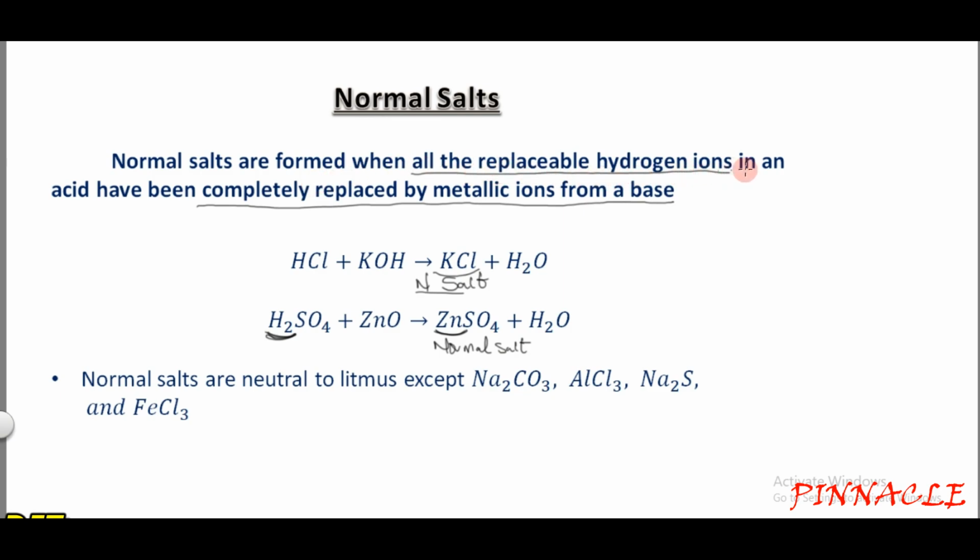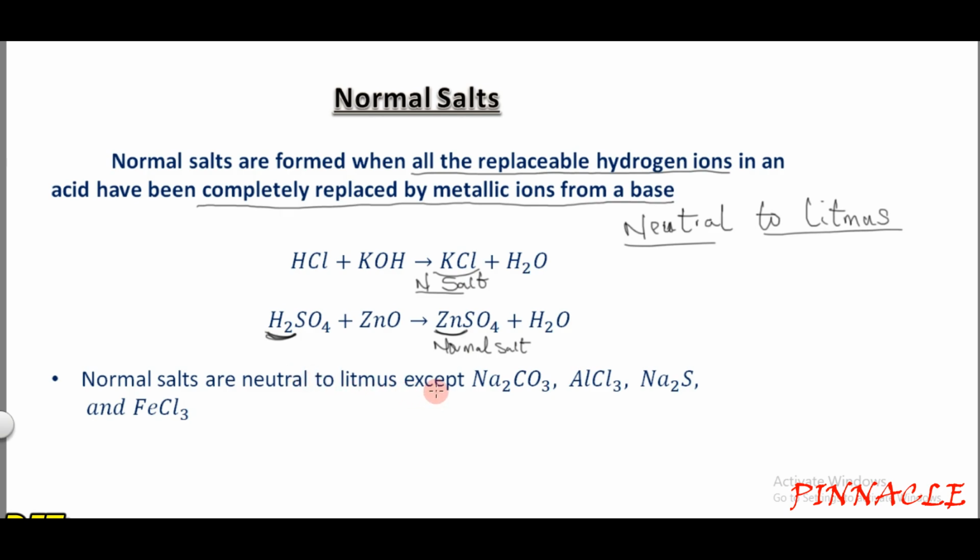Alright. So again, a normal salt is a salt formed when all the replaceable hydrogen ions in an acid have been completely replaced by metallic ions from a base. Alright. So potassium chloride is an example of a normal salt. Zinc tetraoxosulfate(VI) is an example of a normal salt. Alright, so it's very important that you should know that normal salts are neutral. Normal salts are neutral to litmus paper. Alright, normal salts are neutral. They are neutral to what? To litmus paper. Very important. Alright, so normal salts are neutral to litmus paper.